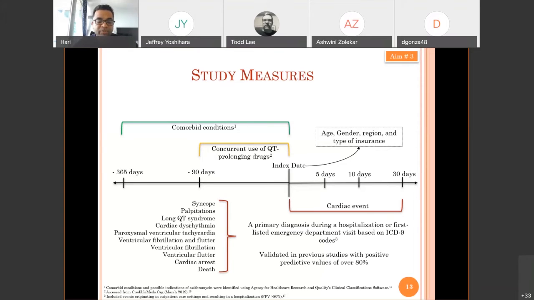One thing I'll mention is that claims databases are not necessarily the best at measuring death. So it's one of the biggest limitations of this study, which I'll go over towards the end of the slides. But we tried to see if patients had been hospitalized or if their diagnosis was death at the time of admission. And we were able to identify a couple that had that diagnosis to be included. But the major focus of this research question is looking at the cardiac events, not death.